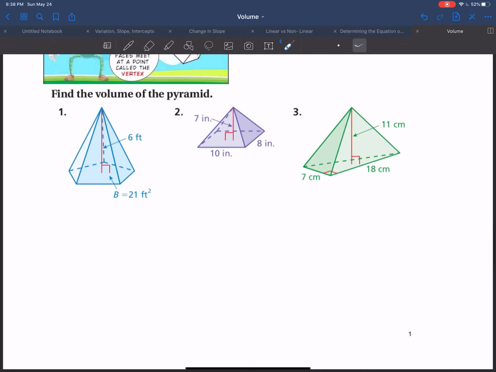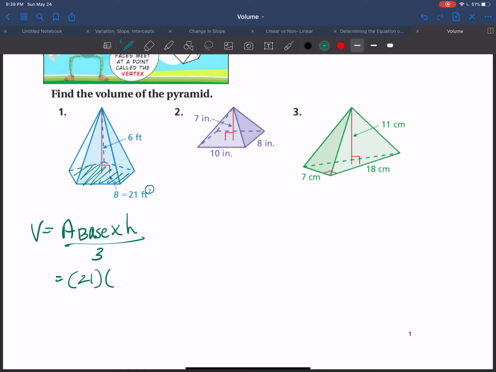Area of the base times the height divided by 3. So area of the base times the height, all of that divided by 3. Here we've been given the area of the base of 21. And I know that because it's squared. If it wasn't squared, then that would be something else. The height of the shape is 6 feet.